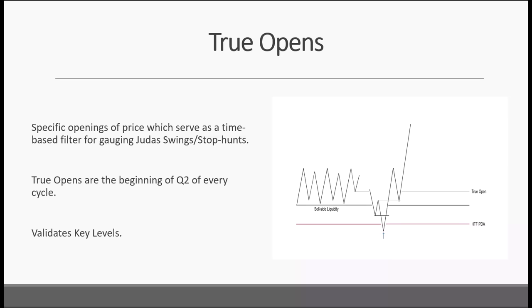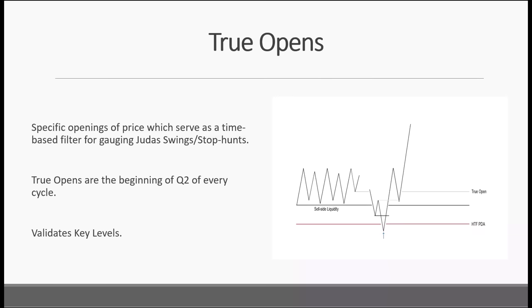The true year open is the opening price of the first Monday of April. The true month open is the opening price of the second Monday of the month. The true week open is Monday at 6 p.m. The true day open is 12 o'clock midnight. The true open of the Asian session is 7:30 p.m. The true open of the London session is 1:30 a.m. The true open of the New York session is 7:30 a.m. And the true open of the afternoon session is 1:30 p.m.